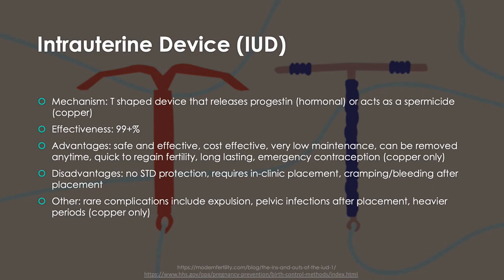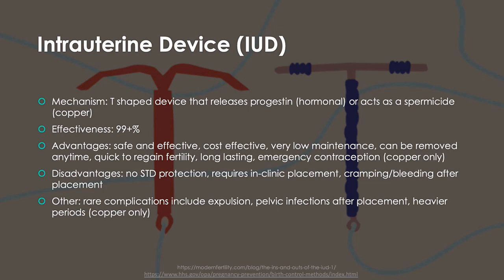Copper IUDs have a copper coil wrapped around the bottom of the device that acts as a spermicidal agent and prevents sperm from reaching and fertilizing an egg for up to 10 years. The only one currently on the market in the US is called Paragard. Both of these types of contraception are more than 99% effective.